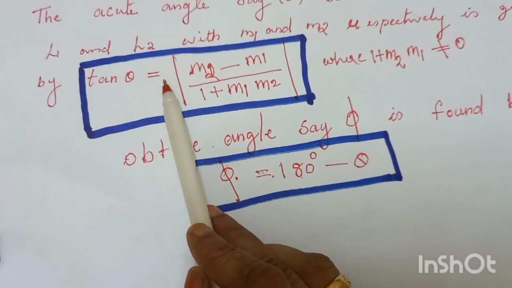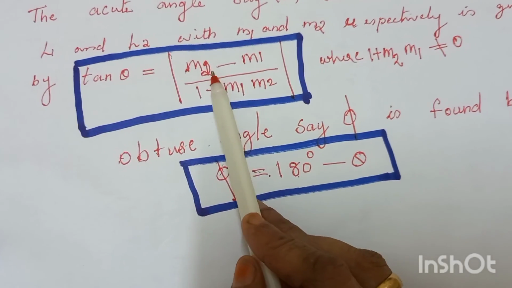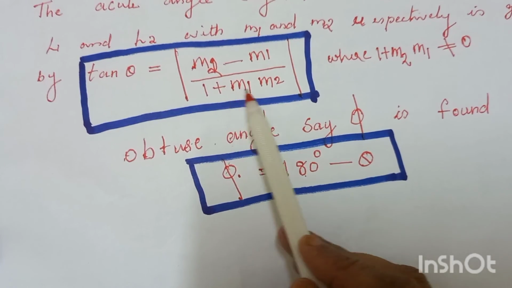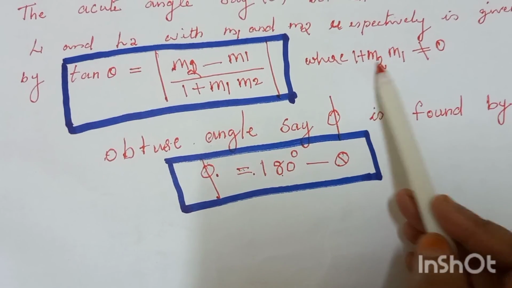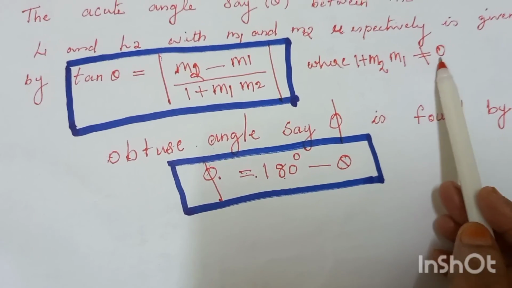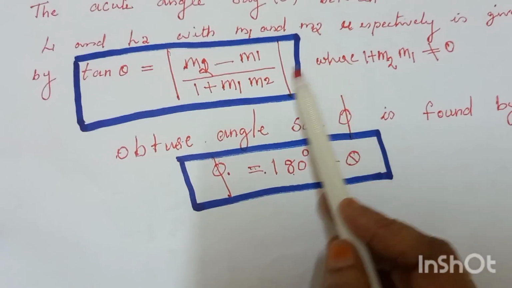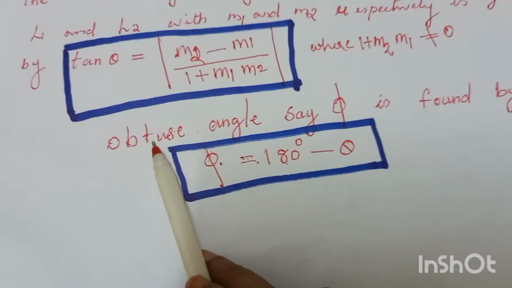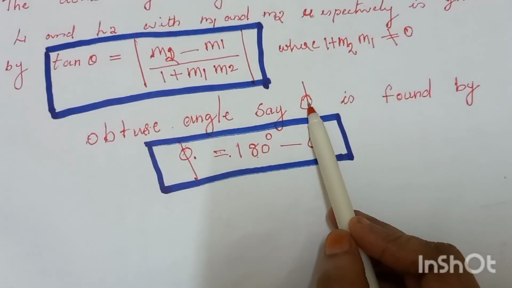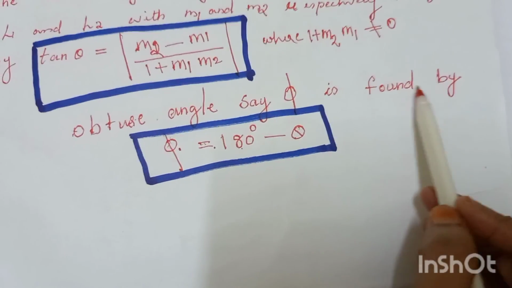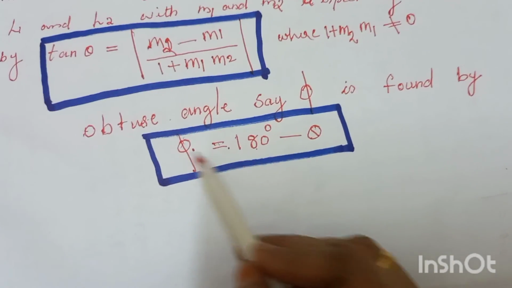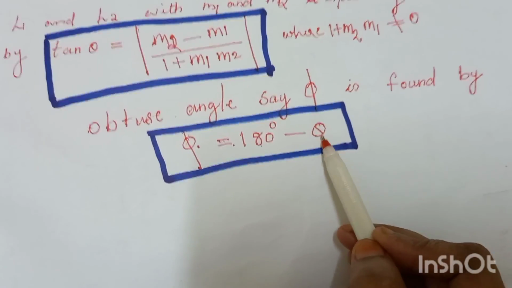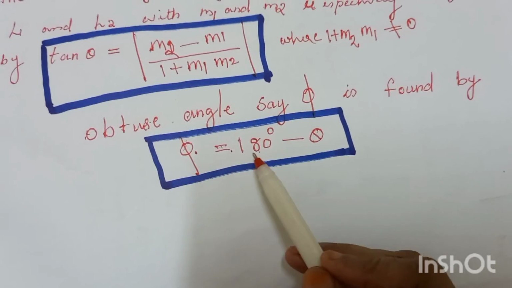Tan theta is equal to the modulus of (m2 minus m1) whole divided by (1 plus m1 m2), where 1 plus m1 m2 is not equal to 0. This is for finding the acute angle. So how will you find the obtuse angle, say phi? It is found by phi equal to 180 degrees minus theta. Is it clear for you?